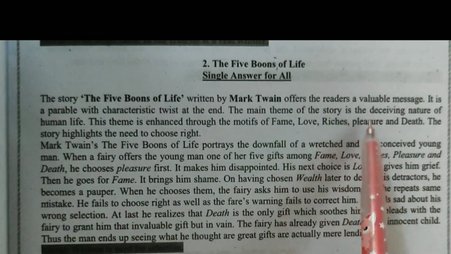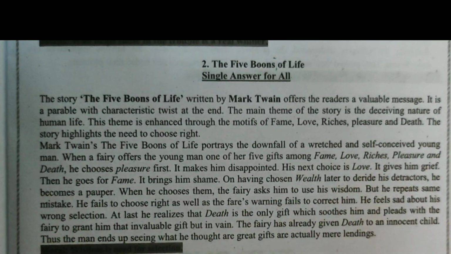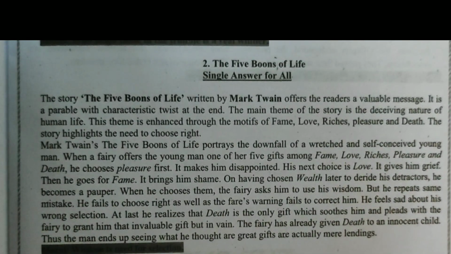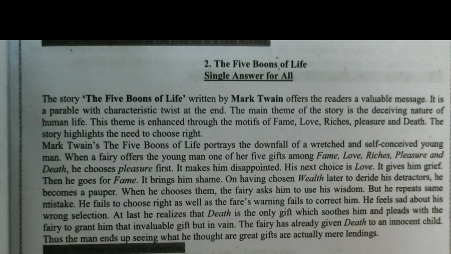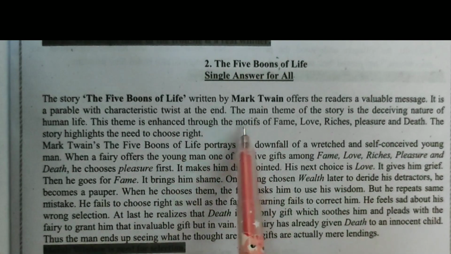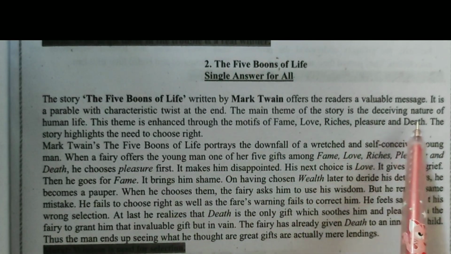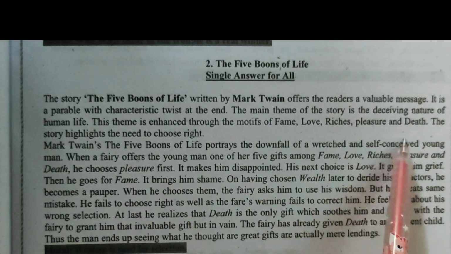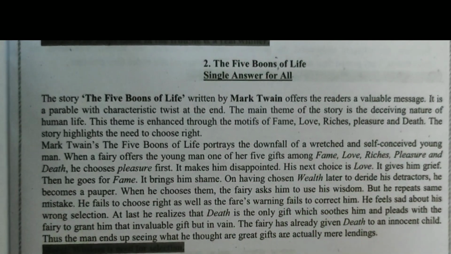The main theme of the story is deceiving nature of human life. See here life is deceiving, not the person. Even the life will sometimes deceive us. See, at the end, life will only deceive us. It will leave us and deceive us, okay? The theme is enhanced through the motives of fame, love, riches, pleasure and death. What are the 5 motives we are speaking about? 5 boons we are speaking about. So they are fame, love, riches, pleasure and death.